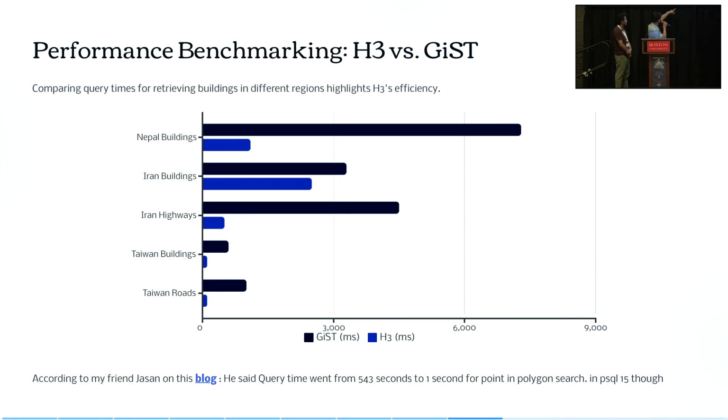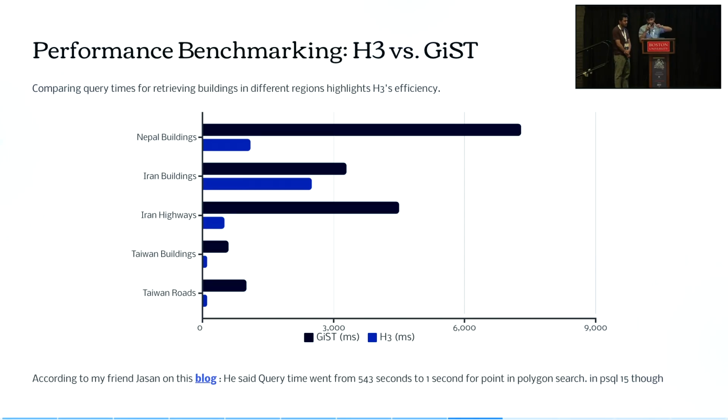GiST is very fast. You can see the performance difference between Nepal buildings. I extracted Iran highways, Taiwan buildings, and Taiwan roads, and there is not much difference in performance. You can see GiST caught up.